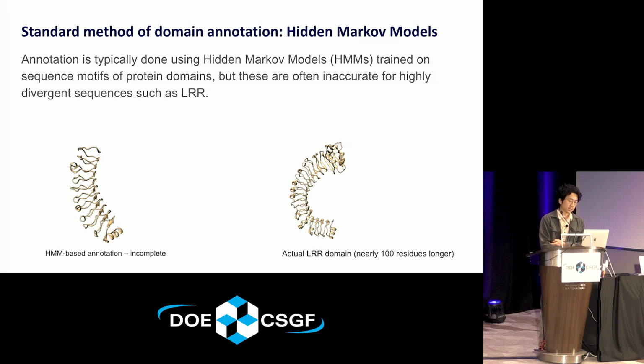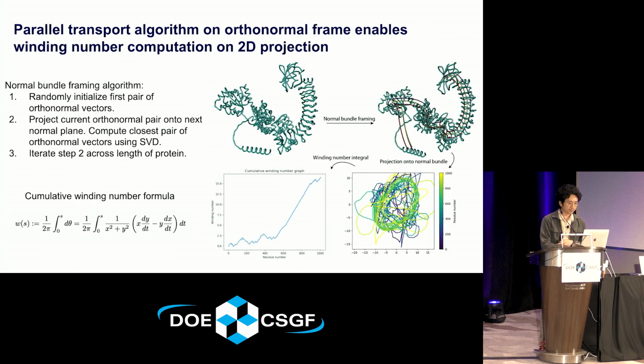And LRRs are particularly susceptible to annotation errors because they're under immense evolutionary pressure to diversify in order to generate new binding specificities, in order to recognize new invaders. So shown here is an example where the HMM annotation has failed to capture the full extent of the LRR domain because it's truncated nearly 100 amino acids from the tail end of the LRR domain. This is the actual LRR domain.